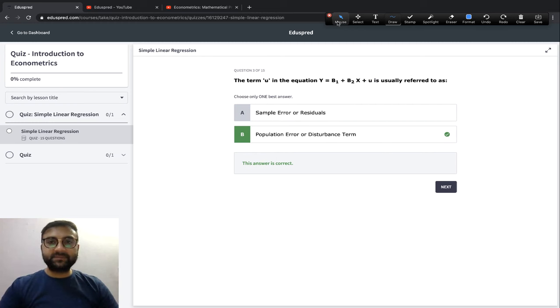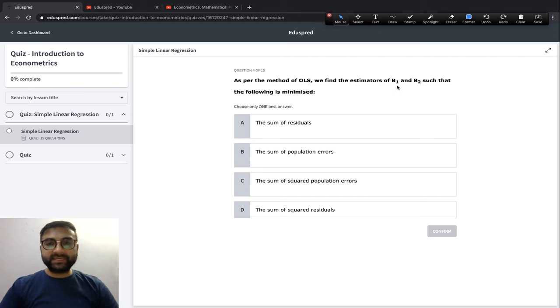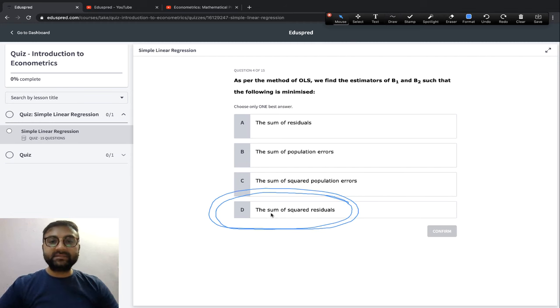As per the method of OLS, we find the estimators of beta 1 and beta 2 such that the following is minimized. So in the method of OLS, we actually minimize the sum of squared residuals, right? So the right answer is part number D. Let's move to the next question.